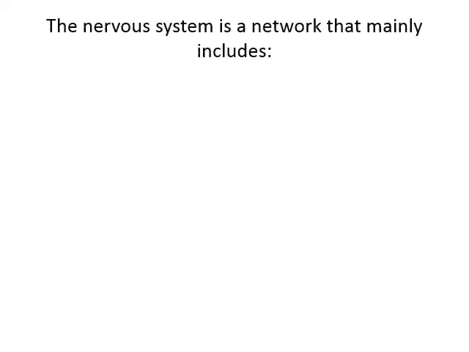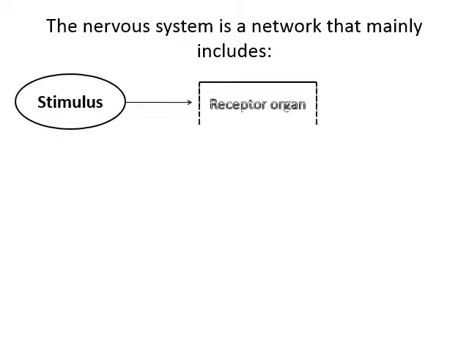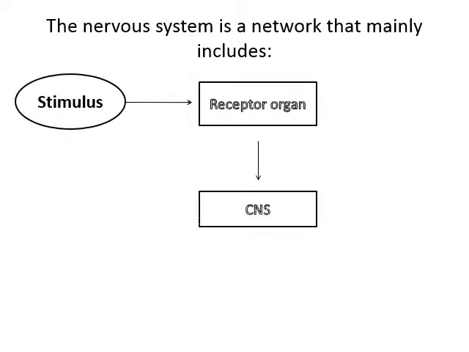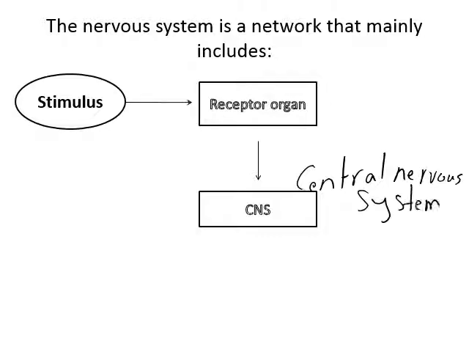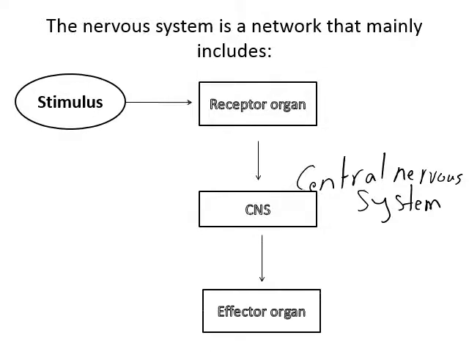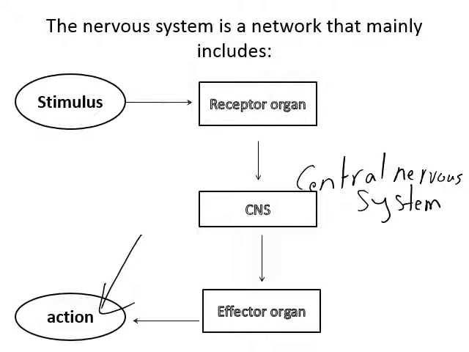Here we have the nervous system as a network. What does it include? It includes stimulus. First, we have the receptor organ. Second, we have CNS, central nervous system. And finally, we have the effector organ, to reach the action. So first of all, we need the stimulus. For example, heat. This is a stimulus. I hold a hot cup of tea. The stimulus is the hot cup. The receptor organ is my hand.